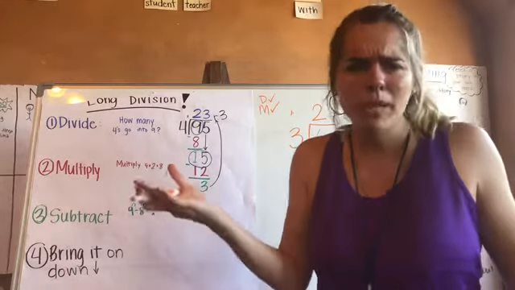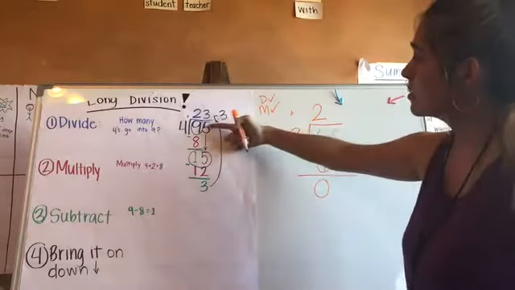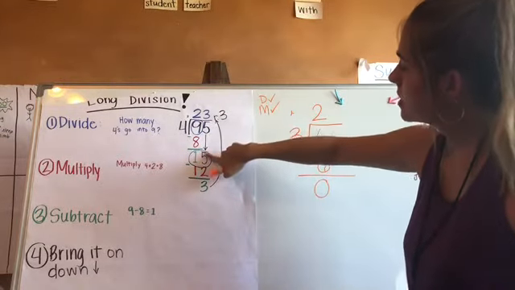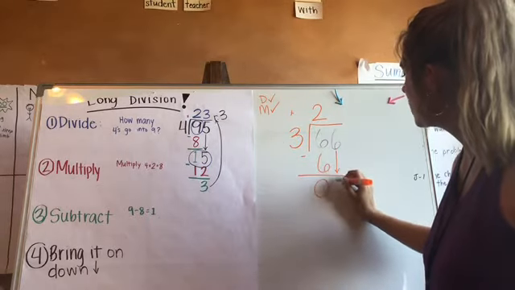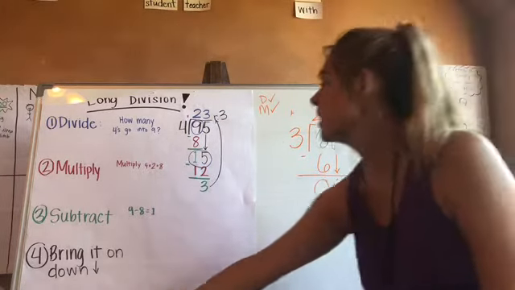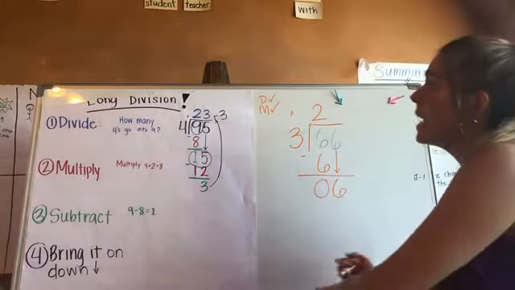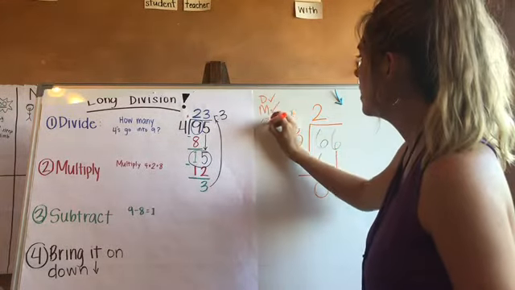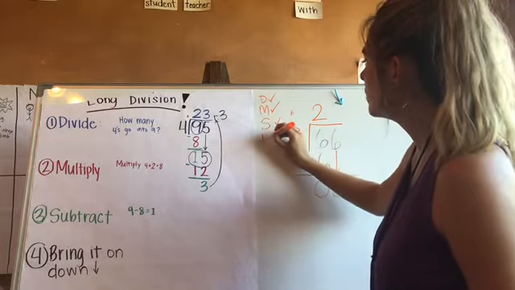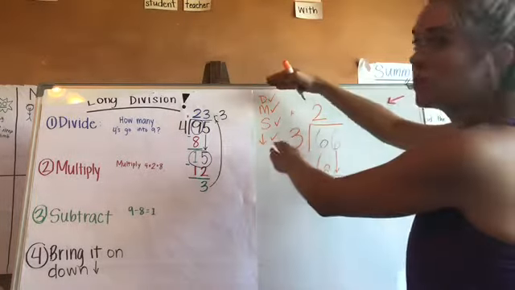Okay, the next step is bring it on down. Bring what? I don't know. Oh, this one says we move the next number down here. So I'm gonna move the 6 down here. And we bring it on back, which means we go back to dividing. So we just divided, multiplied, and subtracted. Then we brought it down. Now we go all the way back to division again.